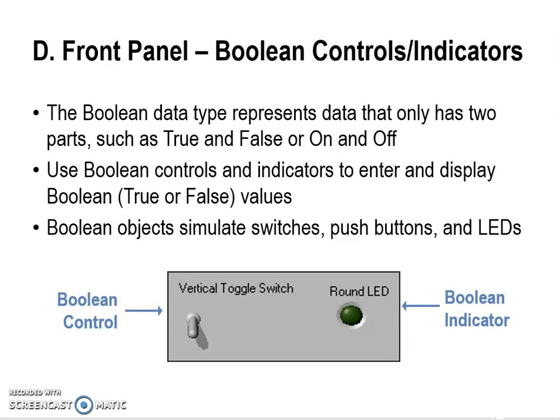Booleans we've talked about so far. A Boolean is just a data type that has one of two states. It's either yes or no, or on or off. And we can have a Boolean control, such as a virtual toggle switch, or a Boolean indicator, such as an LED that just gives us an indication whether something is true or false.